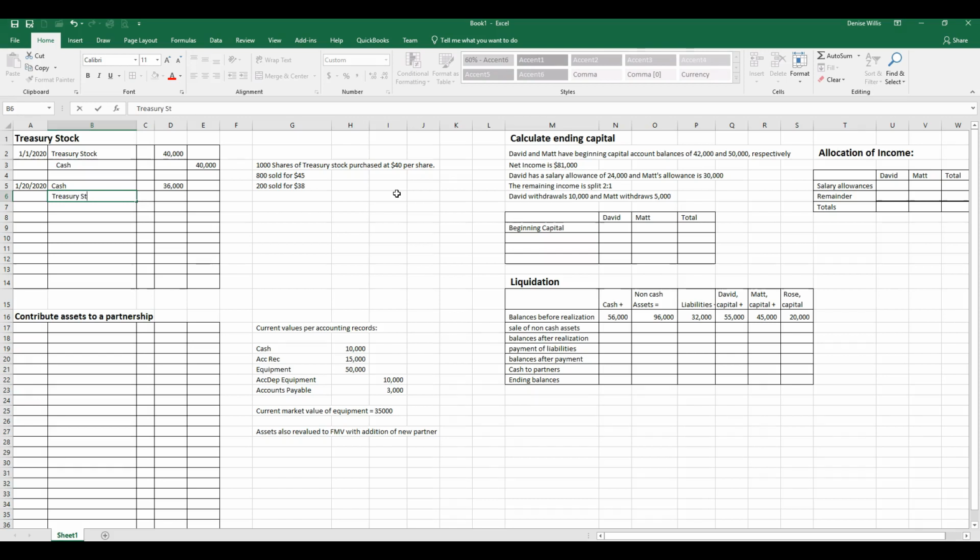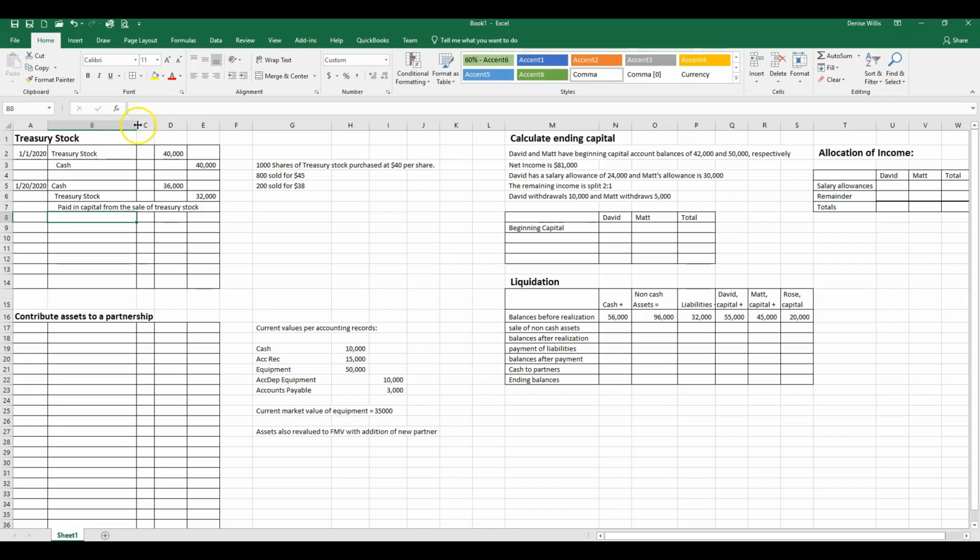and it is going to be credited based on what it cost us. So these 800 shares we just sold, they cost us $40 a share. So 800 times 40, we're going to credit $32,000 to treasury stock. The difference is going to go to paid in capital from the sale of treasury stock.